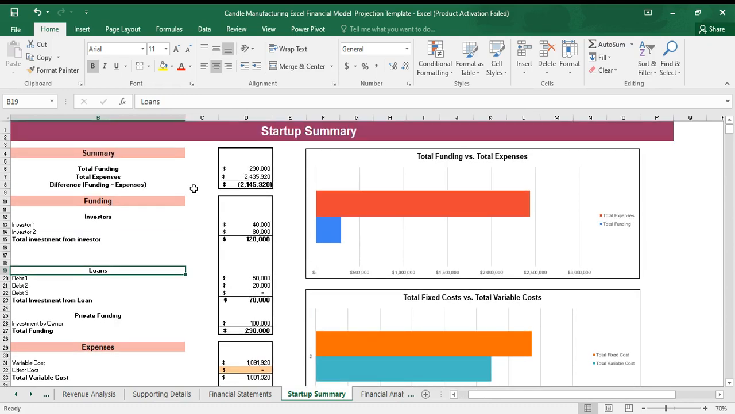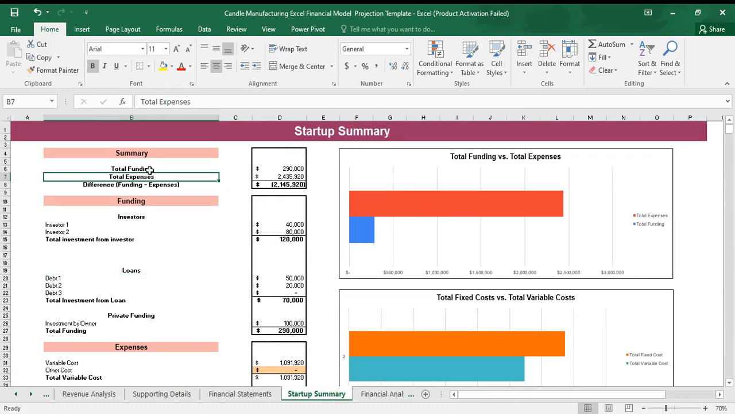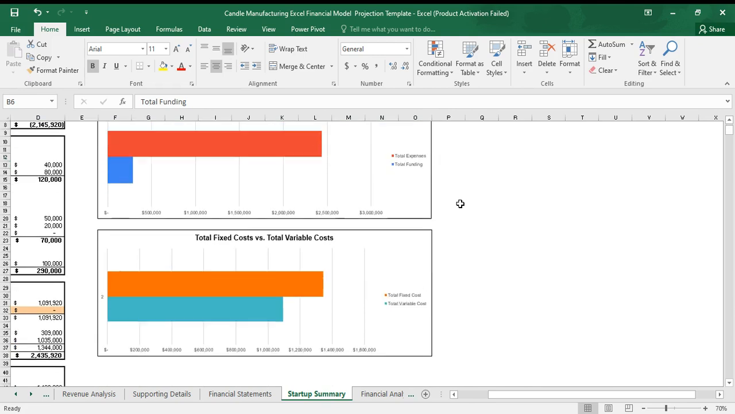Then we have the startup survey. Here we have compared the expenses and funding of the first year of operations of the business, and we have also included graphs for easy analysis.